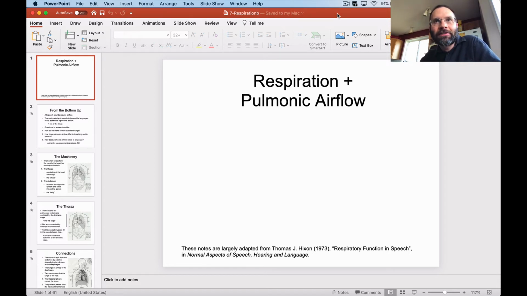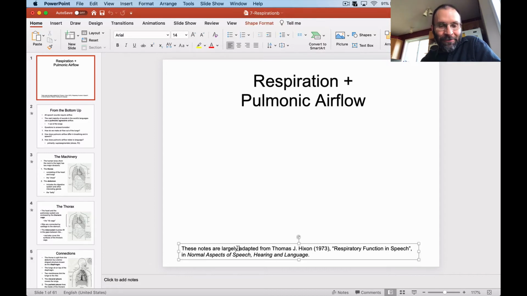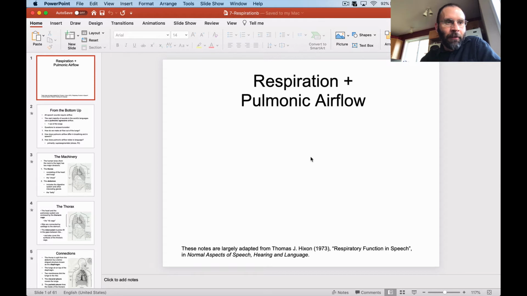Okay, so I'll preface this with a couple of comments. Number one, I adapted these notes from a chapter in the book Normal Aspects of Speech, Hearing, and Language by Thomas Hixon. The chapter was called Respiratory Function in Speech. It was written a while back, in 1973, actually the year before I was born, if you can believe it. But the world hasn't changed that much, so it's still a good primer for how all this works.